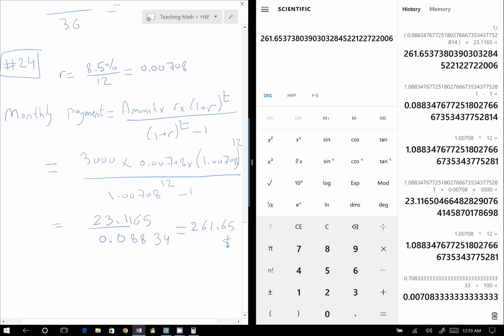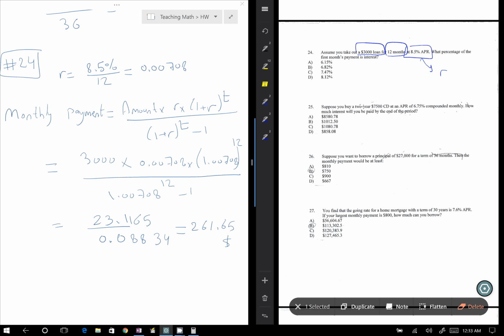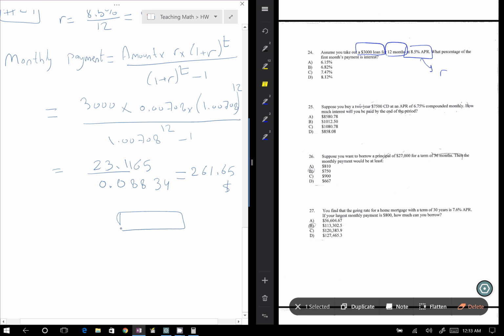Now, an important question is how much of this is going to interest and how much is going towards equity. So if you remember the PIP sandwich, we had the original amount, which is the principal, 3000. We have the monthly payment, which I just calculated. Oh, payment. Oh, this is called bread. Yep, balance.